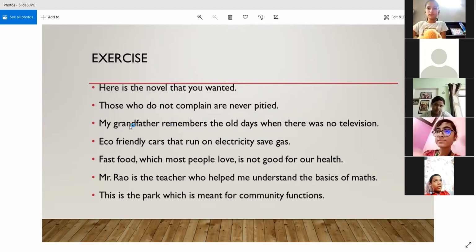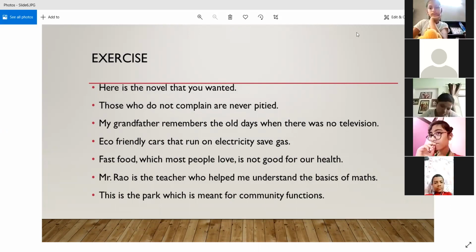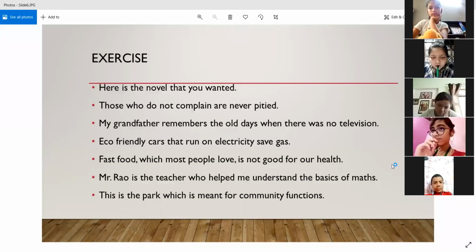All right. My grandfather remembers the old. Yes, there is some problem going on with the network or Zoom. I don't know.